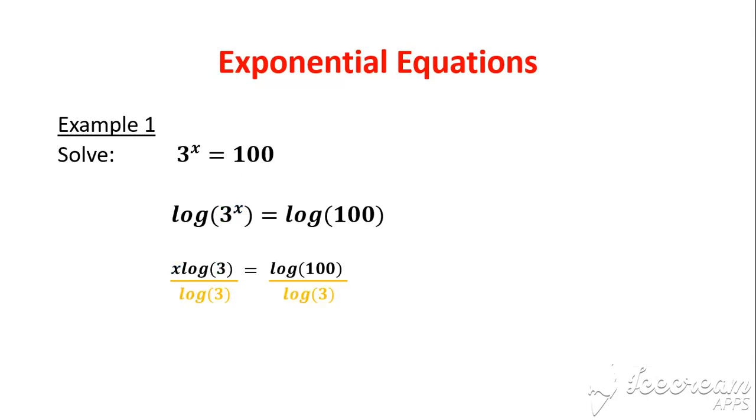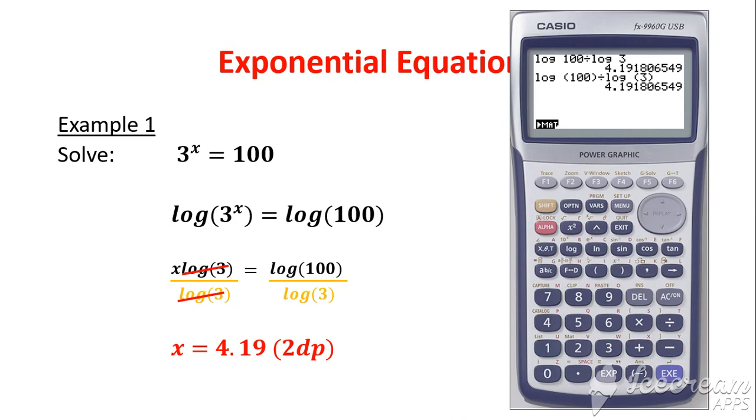Now we can divide both sides by log of 3. That cancels the log 3 on the left-hand side and leaves us just with x. And we're left with x is equal to log of 100 divided by log 3. So now I grab my calculator and go log 100 divided by log 3, and I get my answer of 4.19, and I've rounded that to 2 decimal places. We knew the answer was somewhere between 4 and 5. We've now worked out the exact answer.